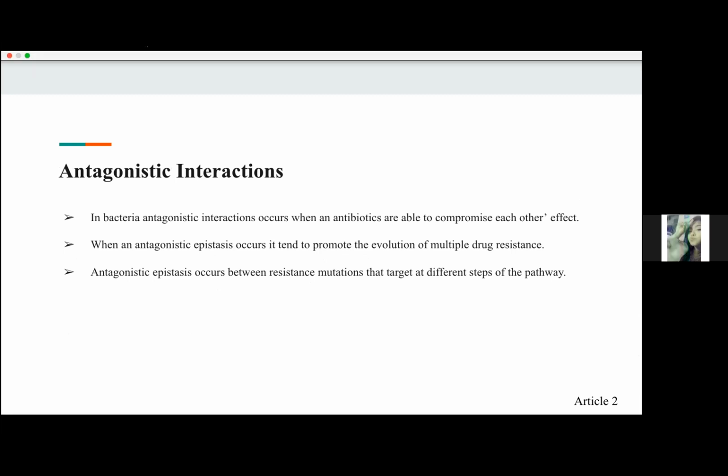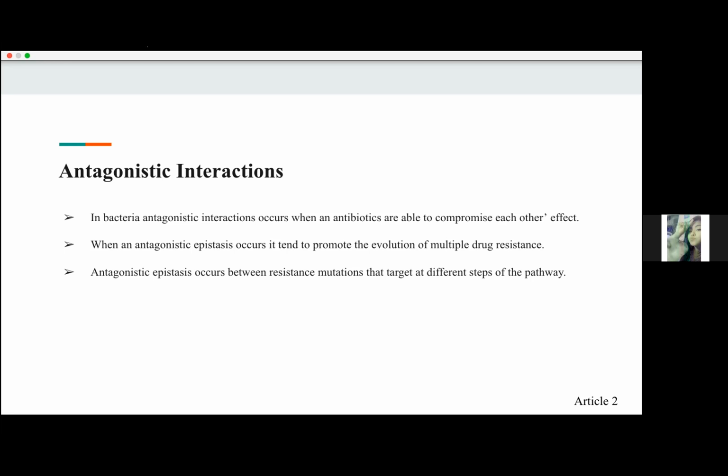Antagonistic interactions between antibiotics essentially just aggravate each other's effects, and the effect of one antibiotic will compromise the effects of the other antibiotic. This will in turn lead to the marginal benefit. When acquiring resistance to one antibiotic, it makes an unmasking of the inhibitory effect of the second antibiotic.